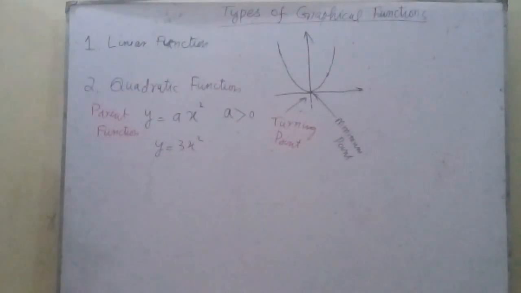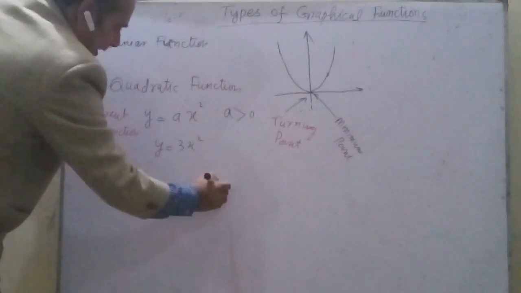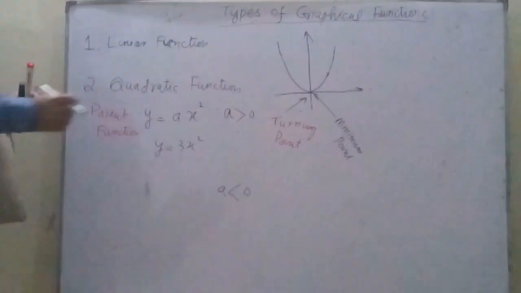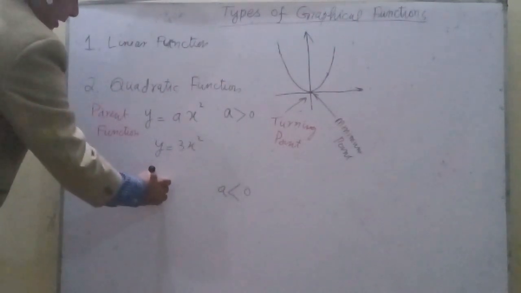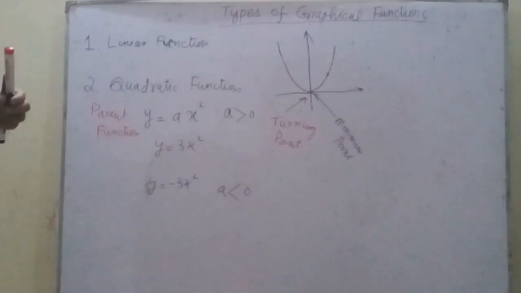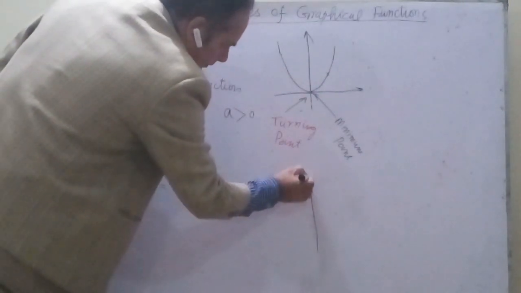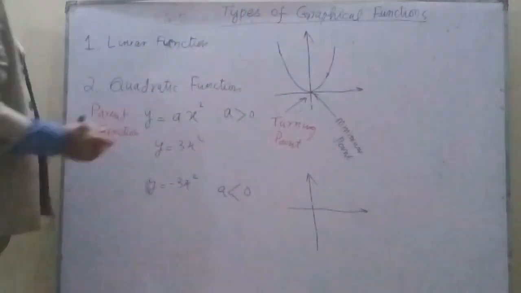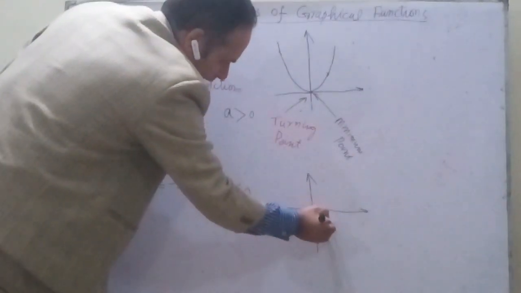What if this a is negative? We write it like this: a is less than 0. When we say that a is negative, we write a is less than 0. For example, if we have y is equal to minus 3x squared, the shape of this graph would look like this. This is the y-axis and this is the x-axis. Here this graph will be a downward U-shaped graph.